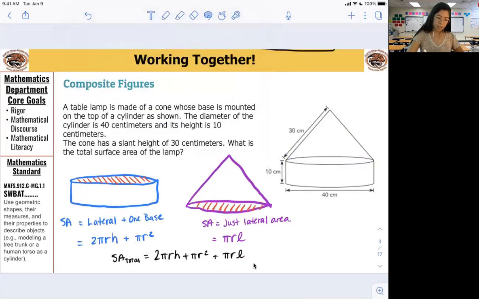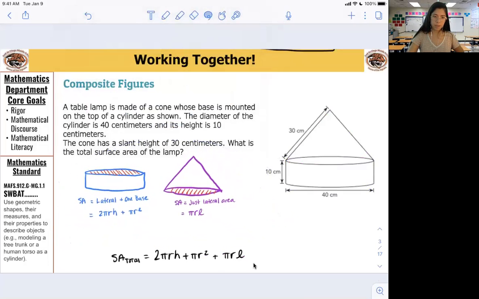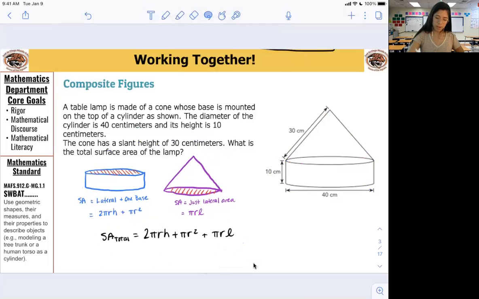Yeah, what do all three of those terms have in common? R and pi. Good. Let me make this a little smaller so I can fit it. All of them have R and pi, so I'm going to factor it out. I'm left with 2H. I'm left with R. And I'm left with L. Now we can fill in all of our blanks.